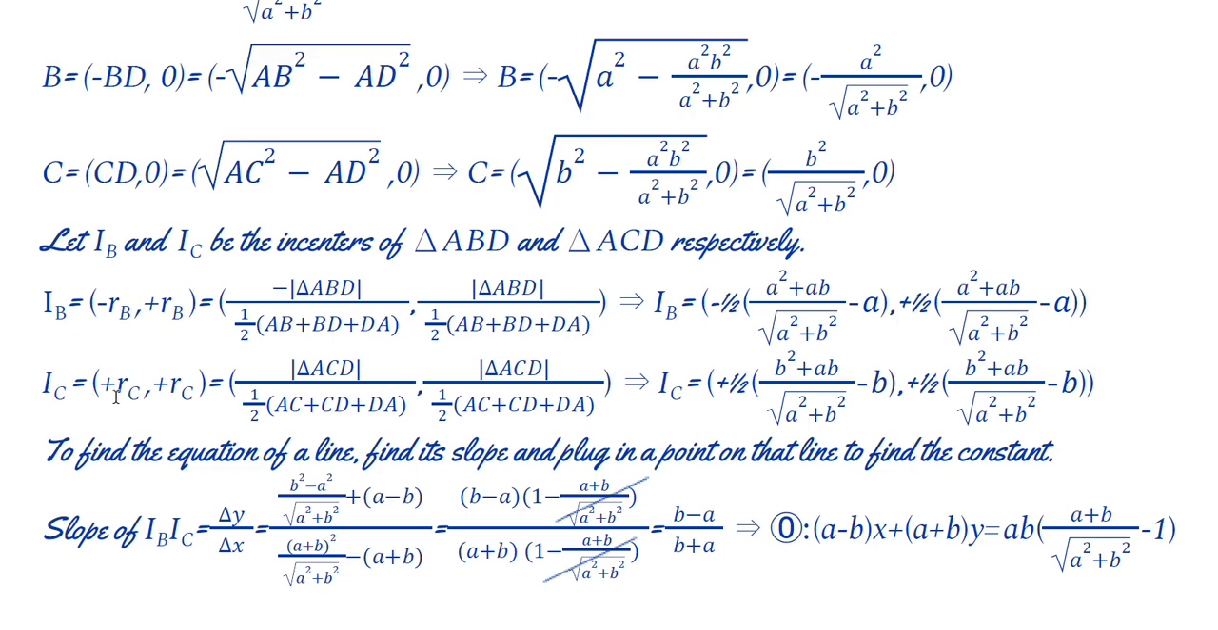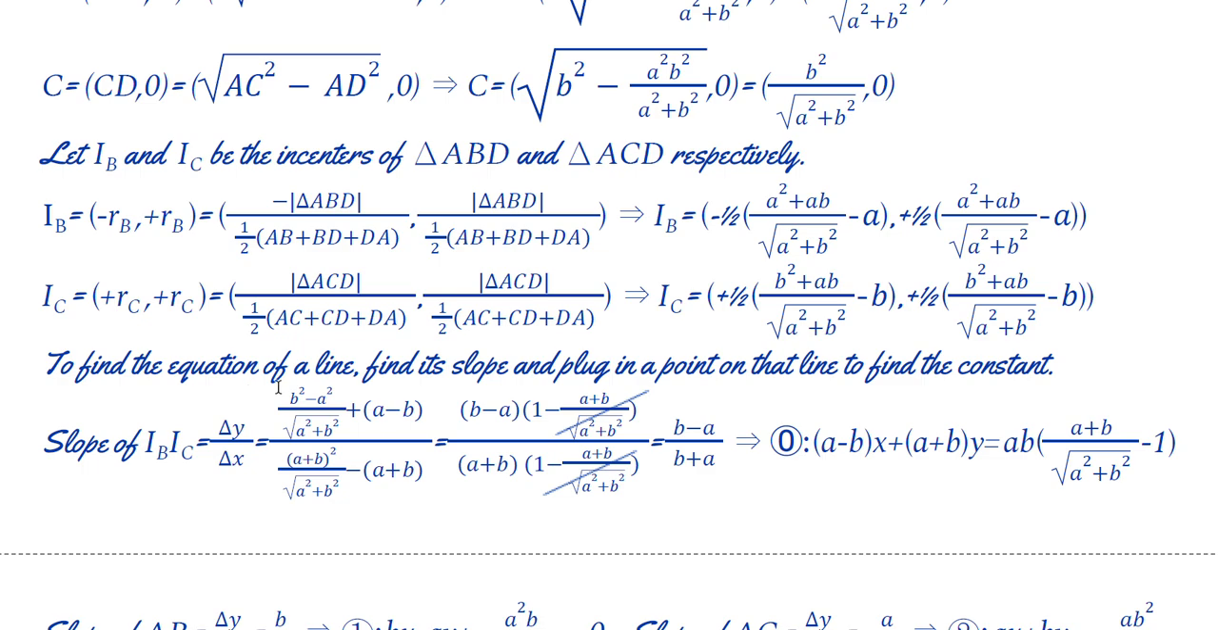Then we repeat that for IC, and then this is what we get. And then to find the equation of a line, we find its slope and then plug in a point on that line to find the constant.